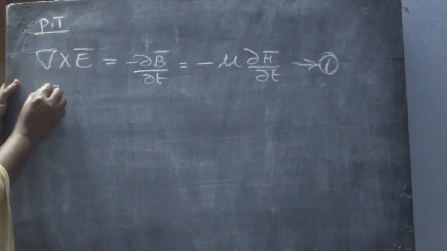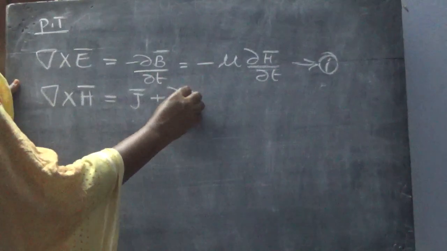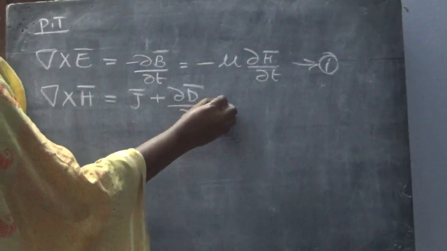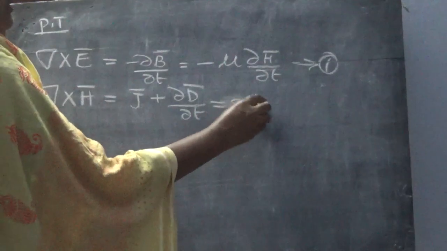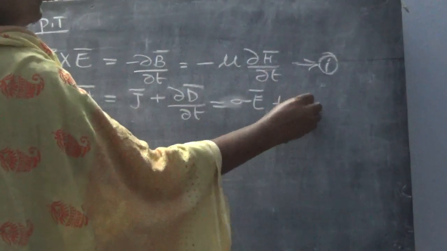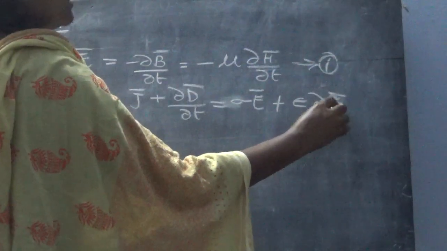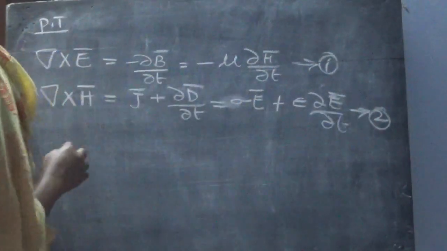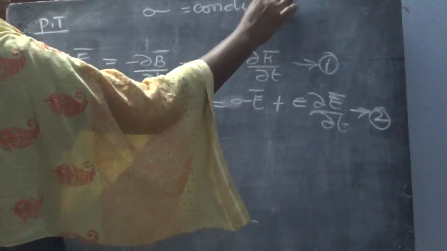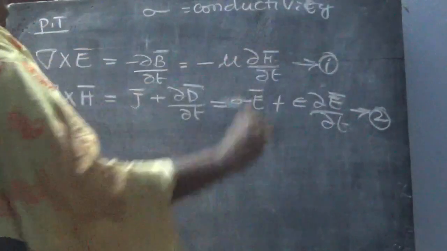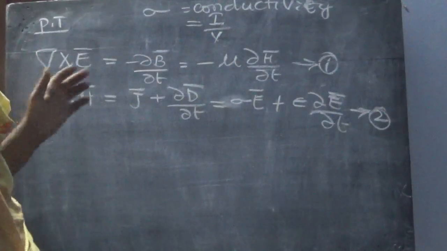Next, I will have another Maxwell's equation: del cross H bar is equal to J bar plus dou D bar by dou T. Let me expand it, and this is nothing but sigma E bar plus epsilon dou E bar by dou T. So this is equation number 2. And why I wrote sigma E bar? Sigma is the conductivity. So what is conductivity? Current by voltage.